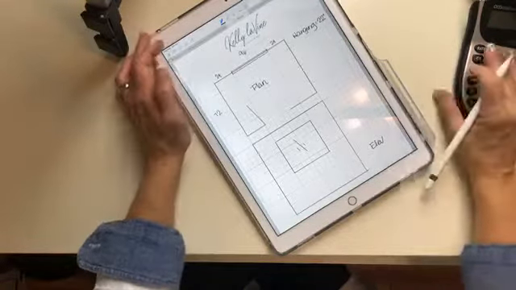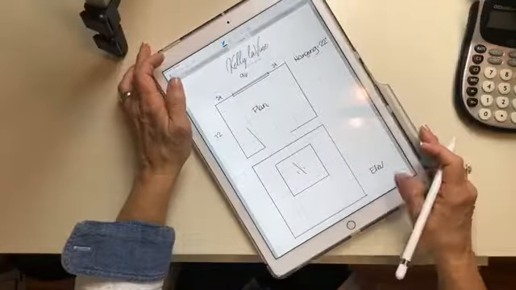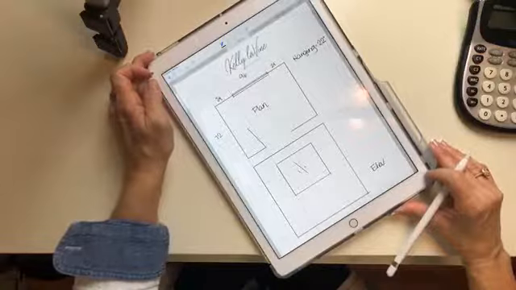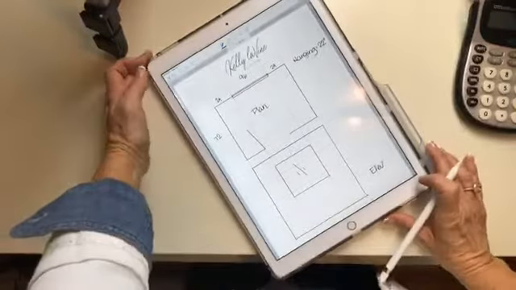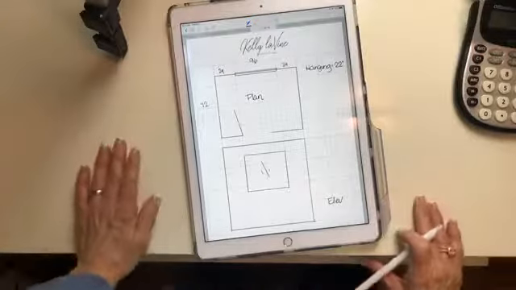Let me make sure you guys can see this. It looks like we're losing part of the iPad. I'll move that down a little bit. There we go. Let me try to get this a little bit straighter for you.